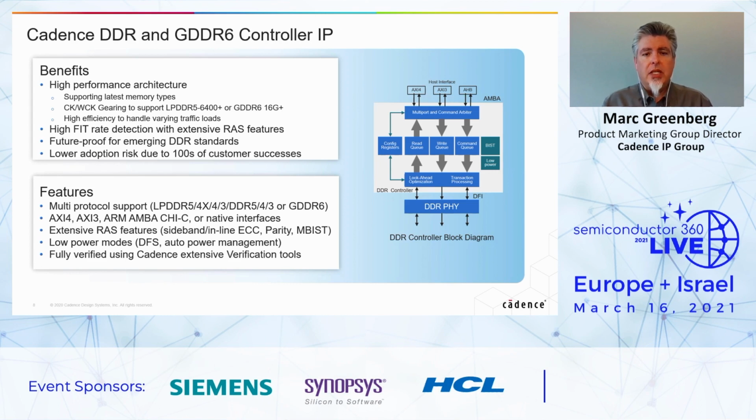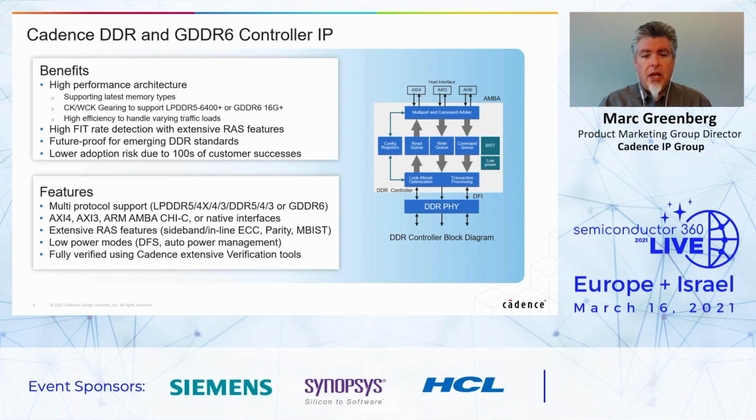It's a high performance architecture supporting all the latest memory types. We support the necessary gearing to support the higher speeds of LPDDR5 and GDDR6. And it's high efficiency, especially with variable different traffic loads, something that we manage within the algorithms within the controller. It has a huge number of RAS features in there. So failures are very, very well controlled and detectable and correctable in many different ways using the RAS features, which are in the controller IP. And we have hundreds of customer successes using this controller IP over an extremely long period of time.